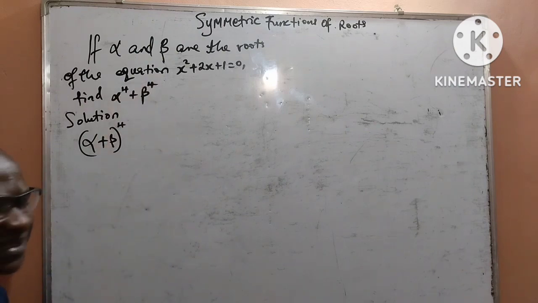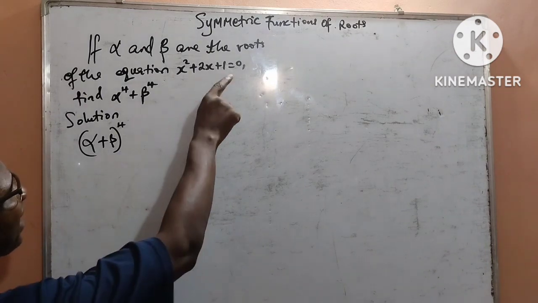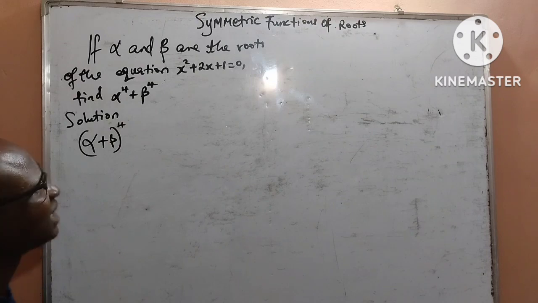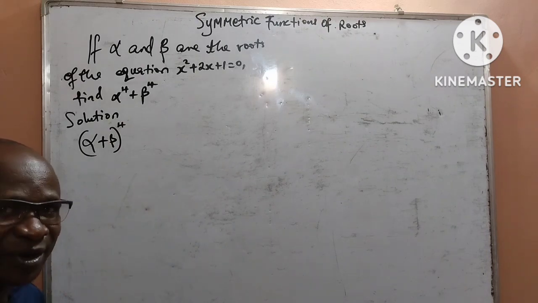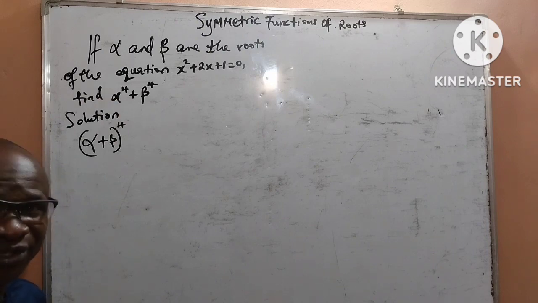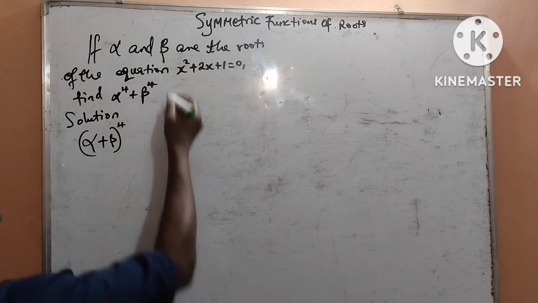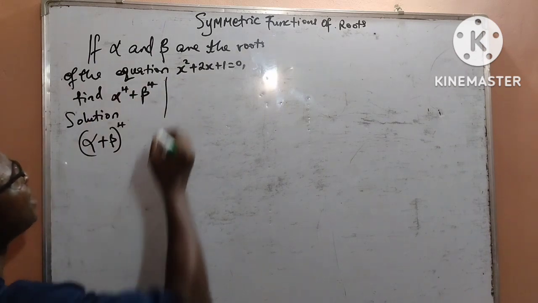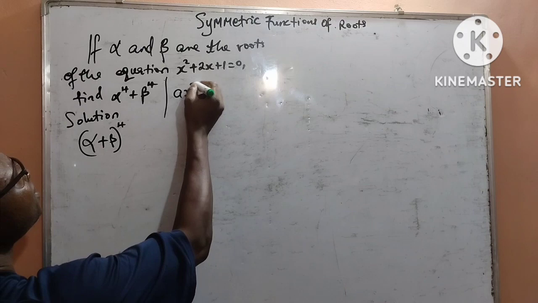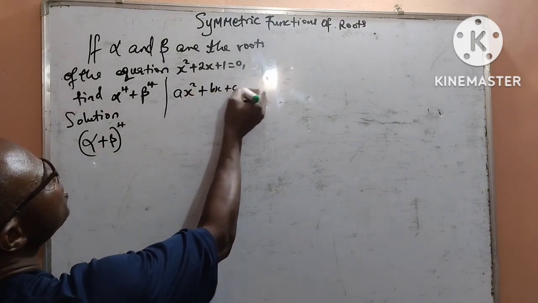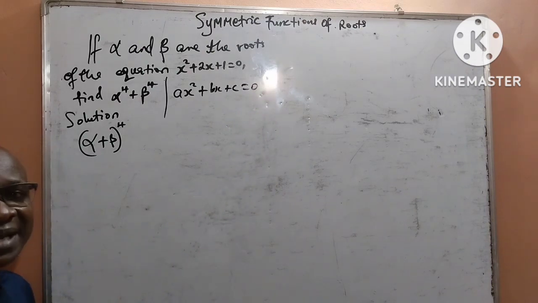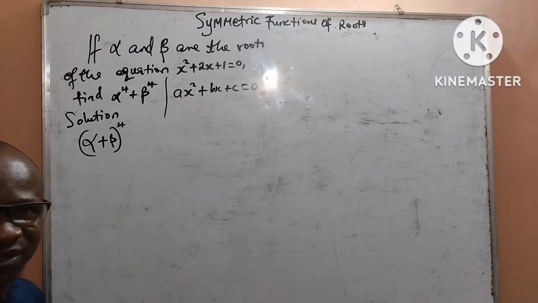But before that, I want you to note some key things: whenever we are involved with a question that has to do with symmetric functions, we have to know first and foremost what is the sum of roots and what is the product of roots. Therefore, let's compare this. Every quadratic equation is of this format: ax squared plus bx plus c equal to 0. That is how a quadratic equation looks.